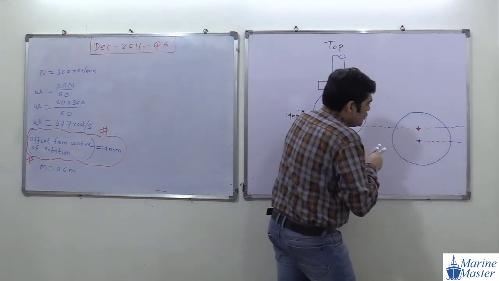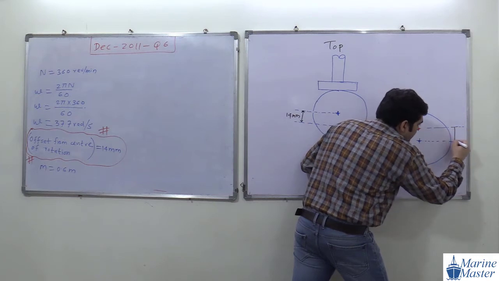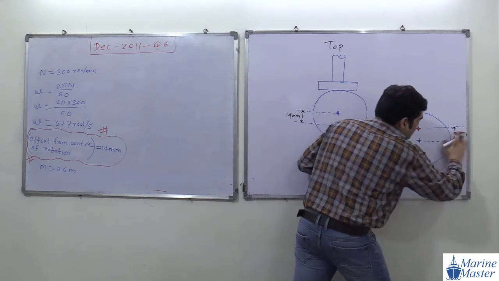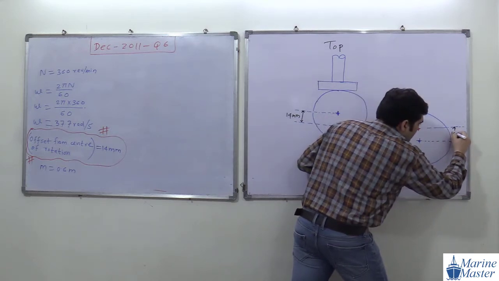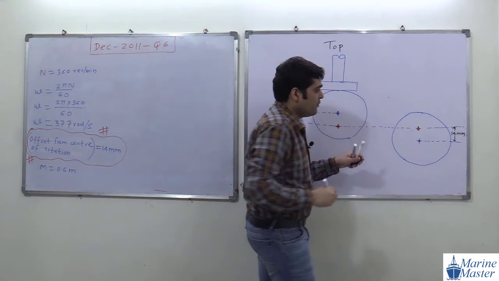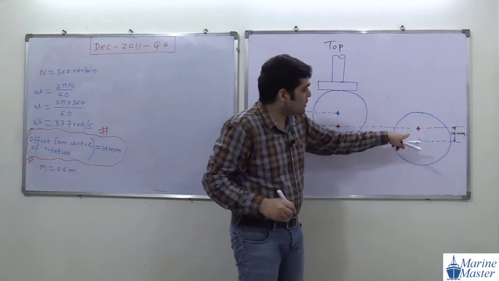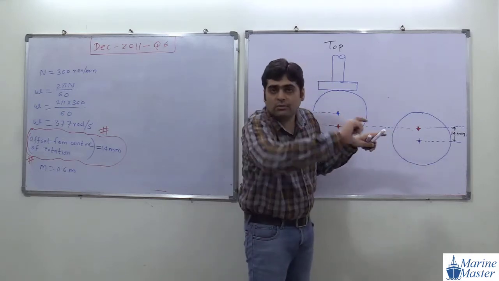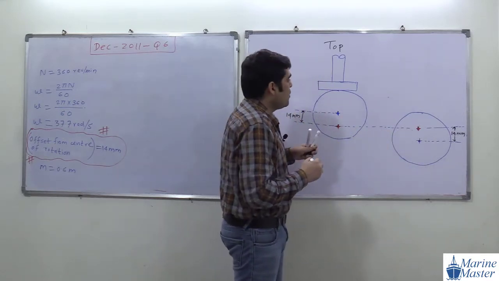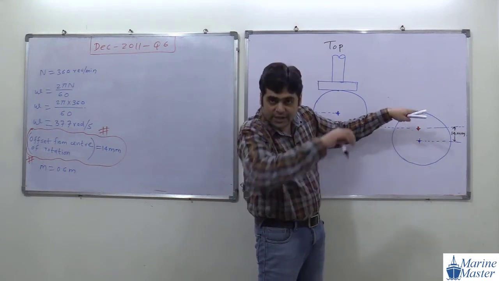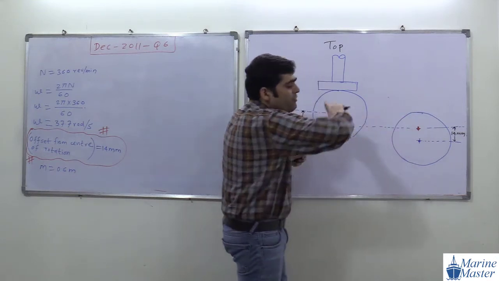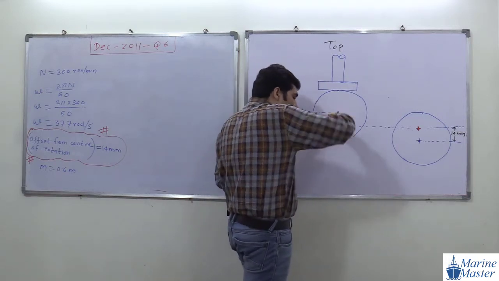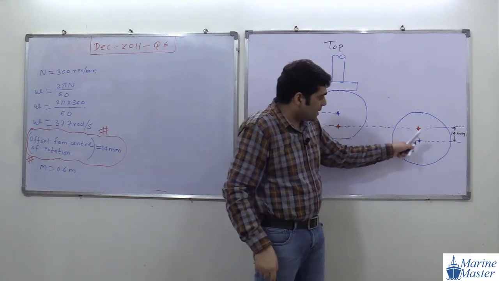So here try to observe the scenario. Here again this distance is 14 mm below the center of rotation. So with respect to the center of rotation, this center goes down by 14 mm. When it is rotated by 180 degrees, this center will go down by exactly 14 mm with respect to this position.